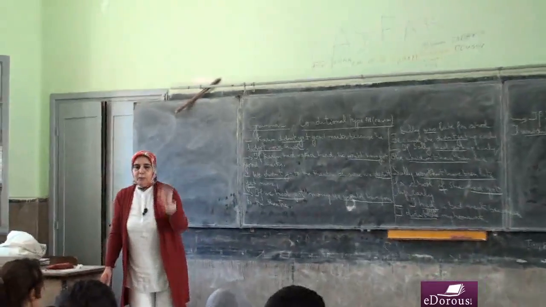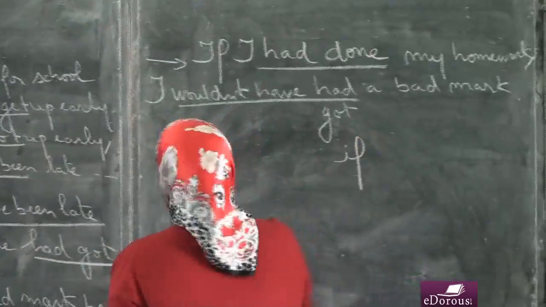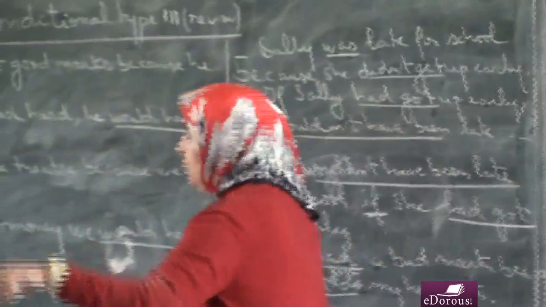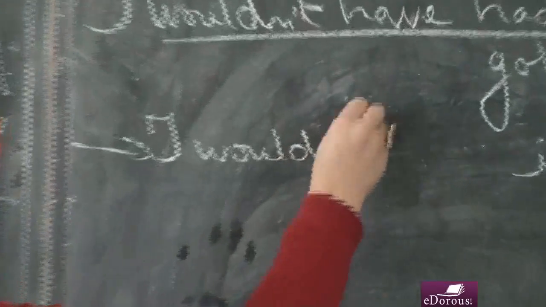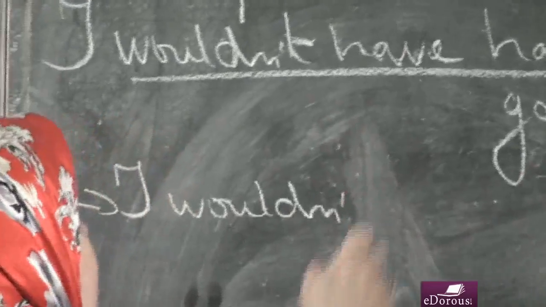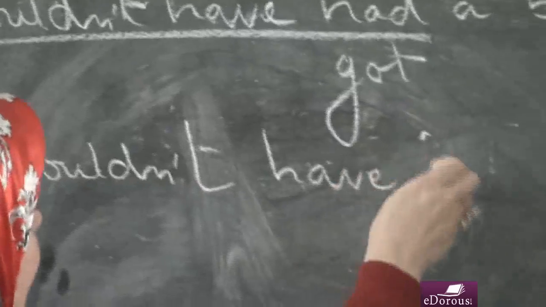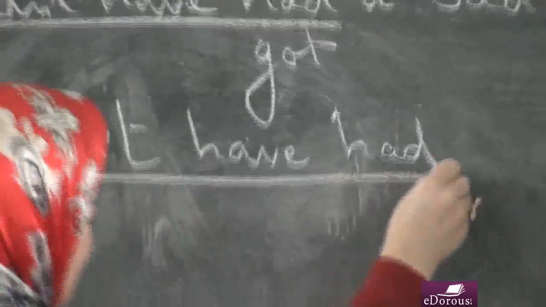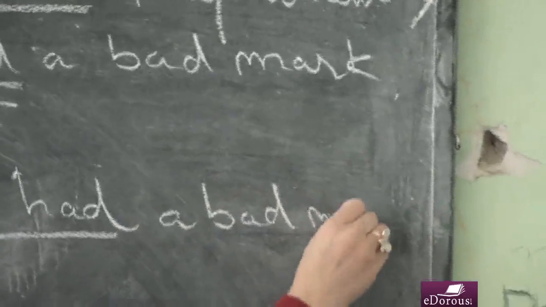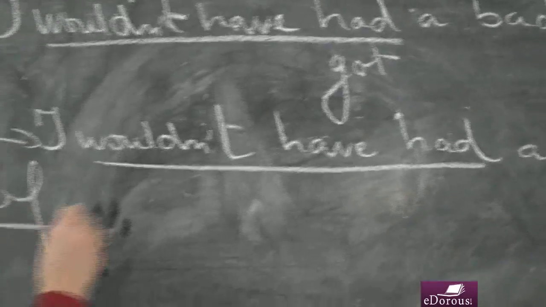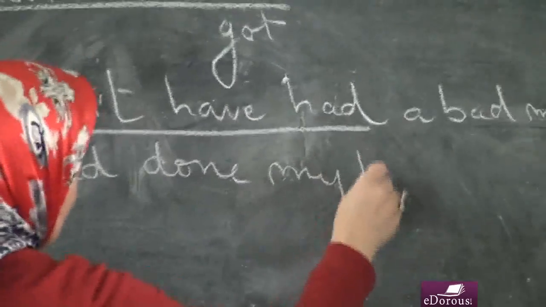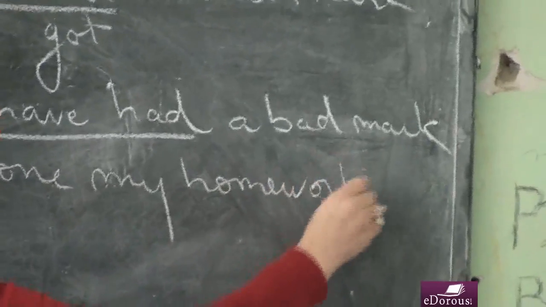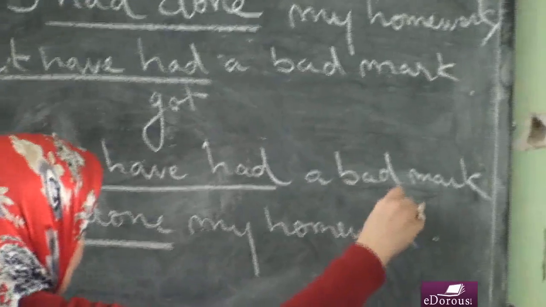Okay? Now, if in the middle of the sentence, what can you say? If here again. Yes. I wouldn't have had a bad mark if I had done my homework. Okay?